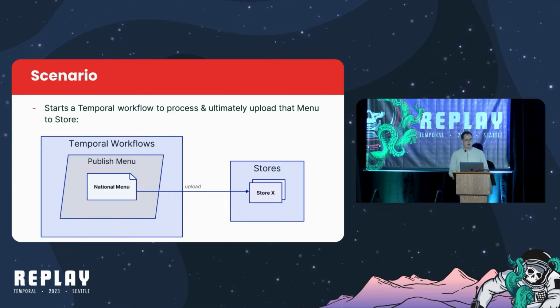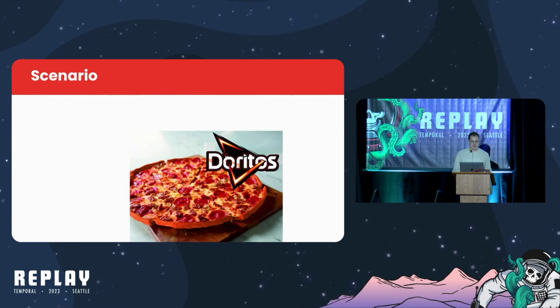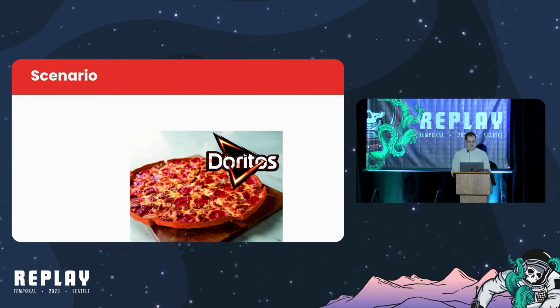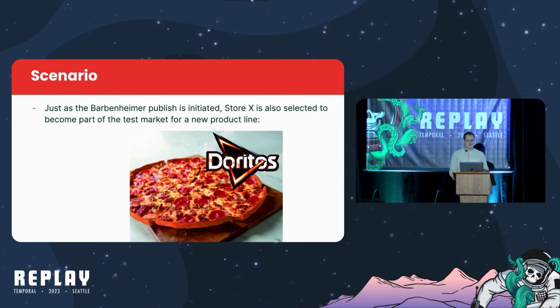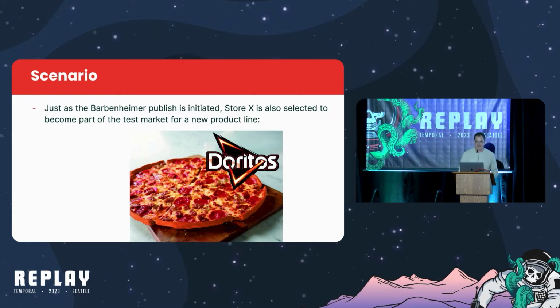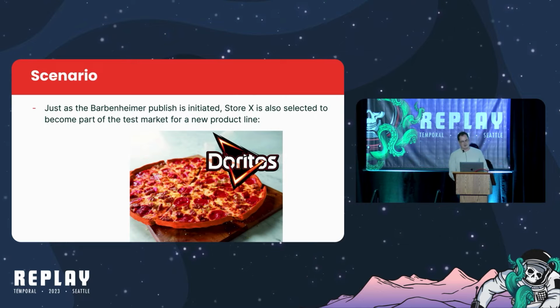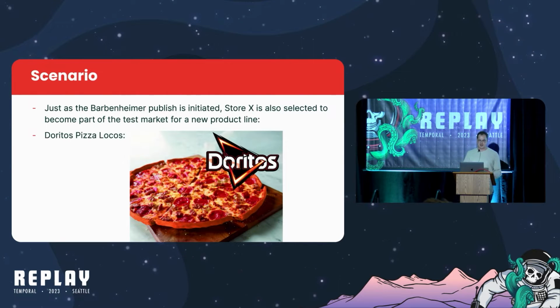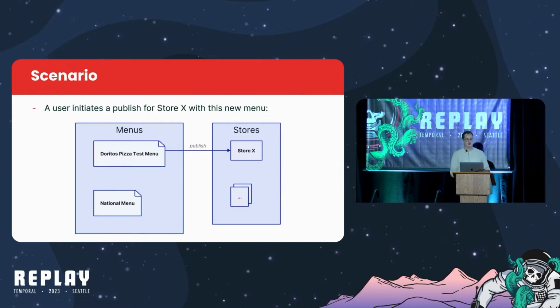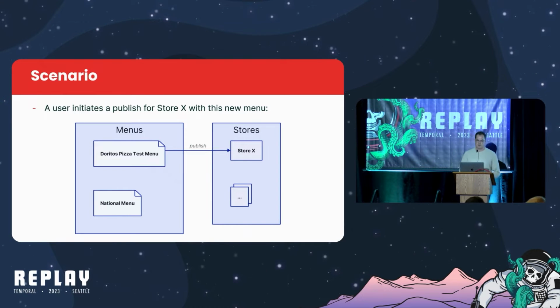However, just as the Barbenheimer publish is happening, Store X is also being selected to receive another new product: the Doritos Pizza Locos Pizza. It's just one giant tortilla chip that's a pizza. And Store X is going to be seeing if this is a popular product. And so an admin user has gone and published this to Store X as well, at the same time that the Barbenheimer publish is ongoing.